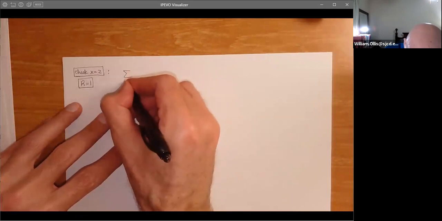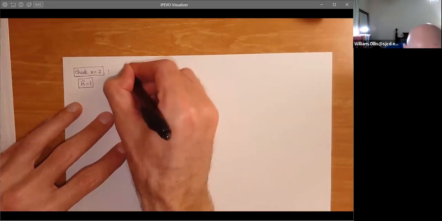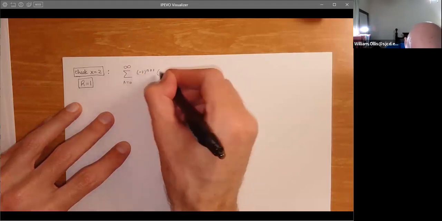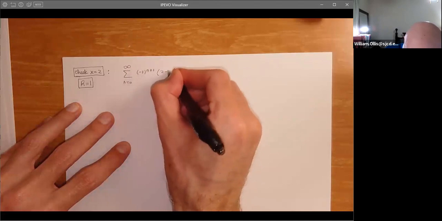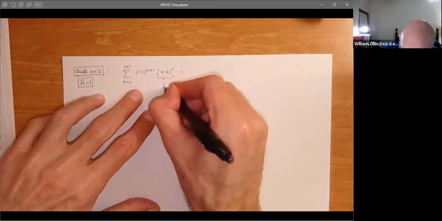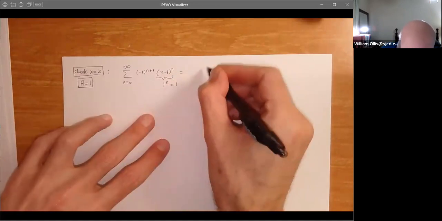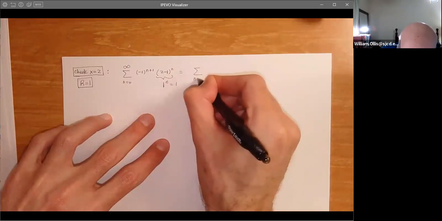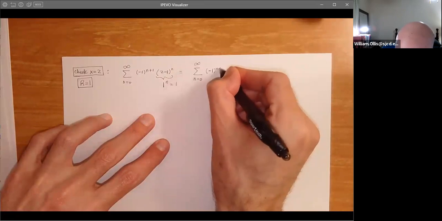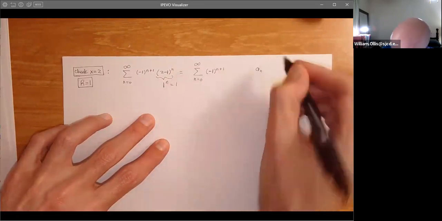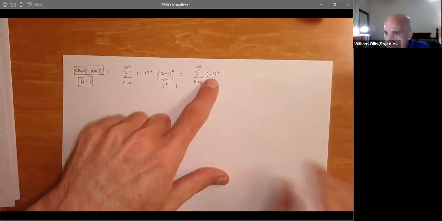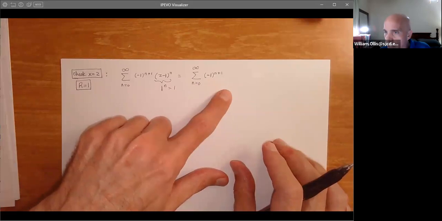We have n equals 0. Just write down the series that we boxed before. -1 to the n plus 1. And so we've got 2 minus 1 to the n. So that's just 1 to the n, right? 1 to the n, which is just 1. So this gives us an alternating series. So we get -1 to the n plus 1. Clearly here, a sub n, well, we don't even have to do that. We're done. This sequence is -1, 1, -1, 1, -1, 1.